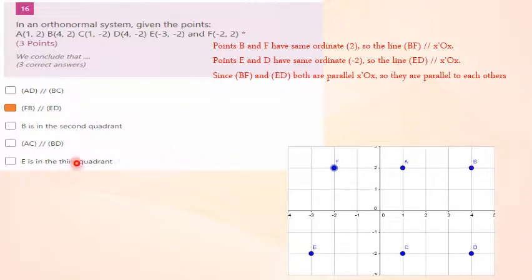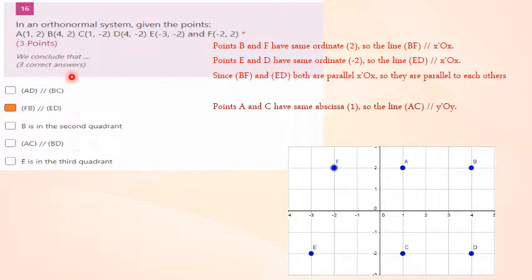Now, AC parallel to BD. AC and BD. To be parallel, they are obviously parallel to the y-axis. So let's check their abscissas. A is 1, 2 and C is 1, minus 2, they have the same abscissa, which is 1, so they are parallel to y prime y.